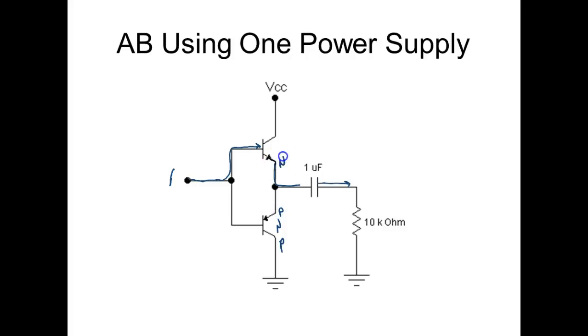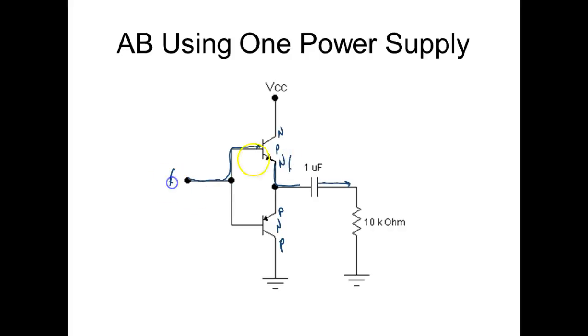This guy over here is an NPN. Which transistor is going to turn on? Which one has the positive on the base? So this guy's going to turn on, right? You understand? So what's it going to do? It's going to pass the positive alternation.